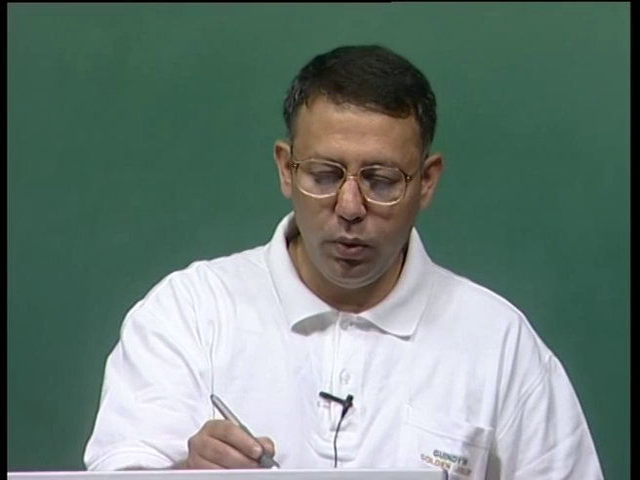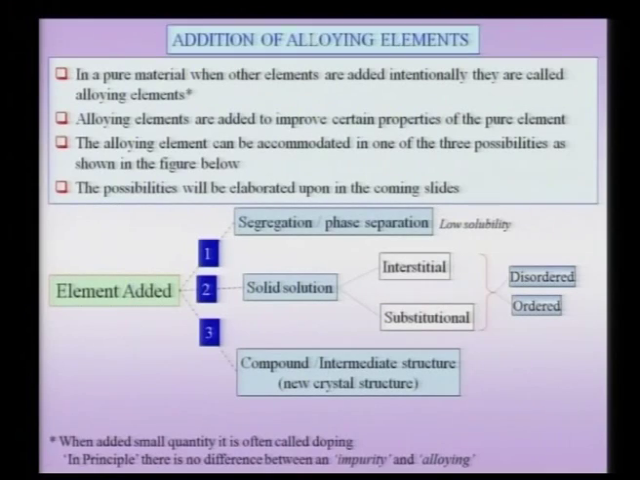To revise what we have been doing so far, we have been discussing the effect of alloying elements, and especially of late we have been discussing the compound structures which form. So, to revise, an element added can either become segregated, or it can form a solid solution, which can be interstitial or substitutional, in an ordered or disordered form, and it can form a compound or an intermediate structure.